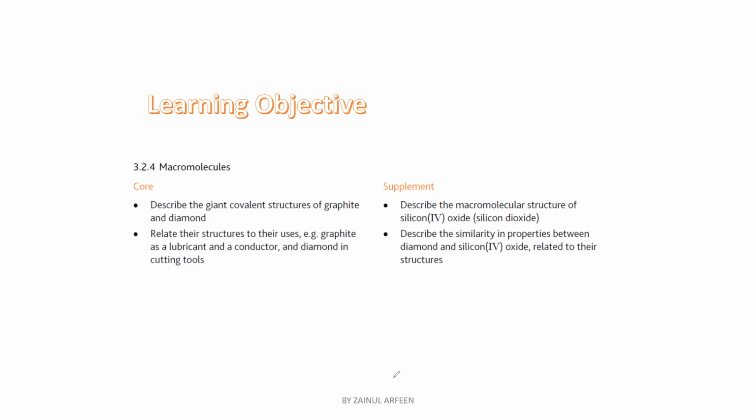So first thing, when we have a covalent substance, what is a covalent substance? A covalent substance is just formed by sharing of electrons. So when the electrons are shared between two atoms, they will form a covalent substance.